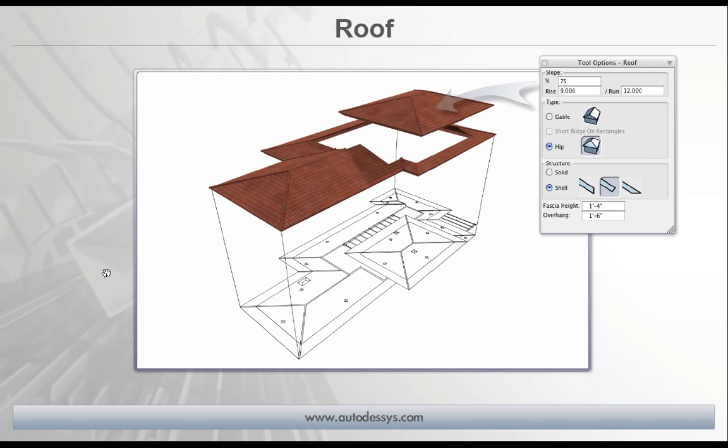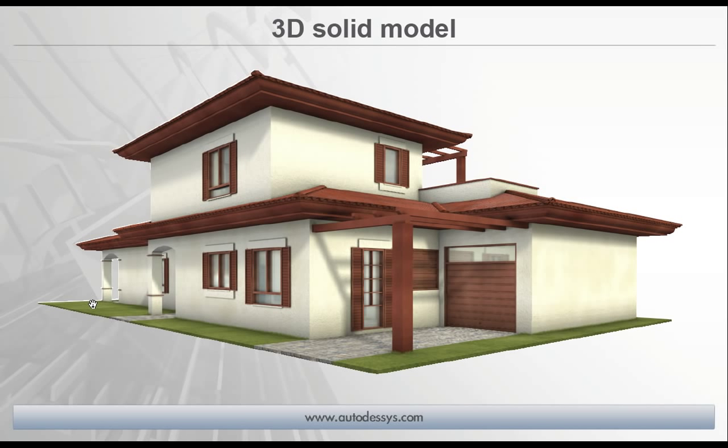We'll also take a look at the roof tool. So we'll start off by importing a 2D roof plan, and then we'll use that data to construct a three-dimensional solid roof using the roof tool. And our goal is to end up with a three-dimensional solid model from those 2D drawings.